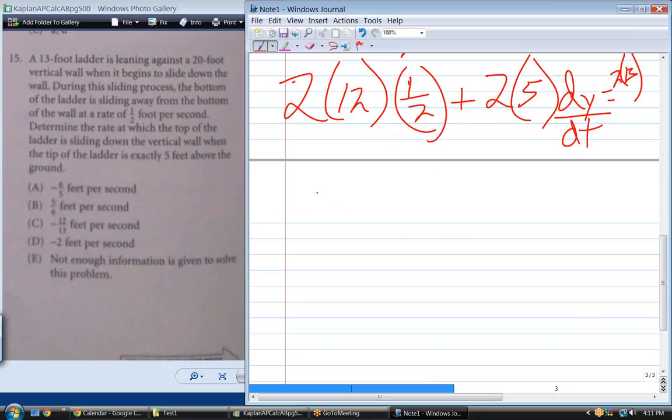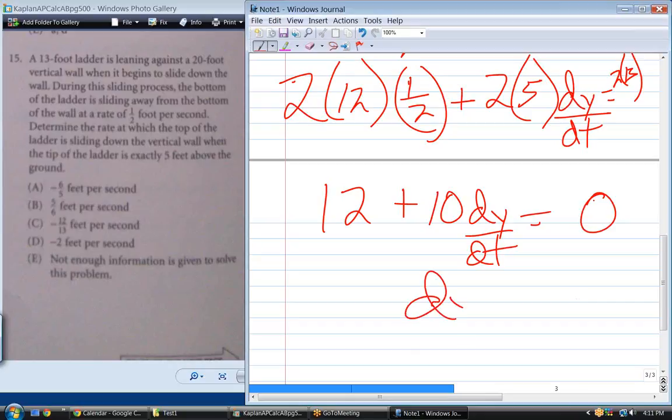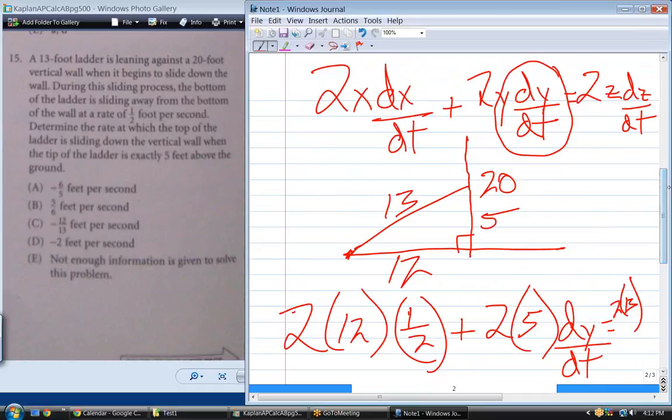Okay, so if we do the math here, what do we get? 12 plus 10 dy dt equals 0. So dy dt looks to me like it's negative 6/5, which is an answer. Now, is that the proper sign? Should it be negative? Yes, because it's sliding down. In other words, y is changing from bigger to smaller, and that's what makes it negative.